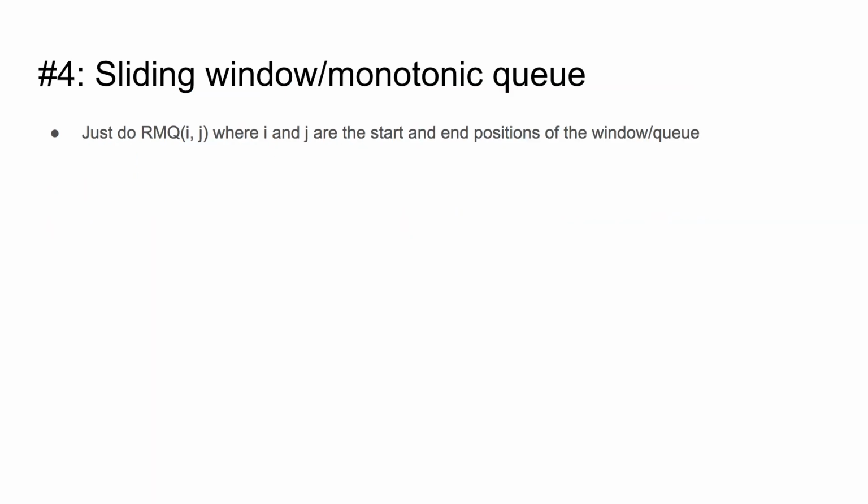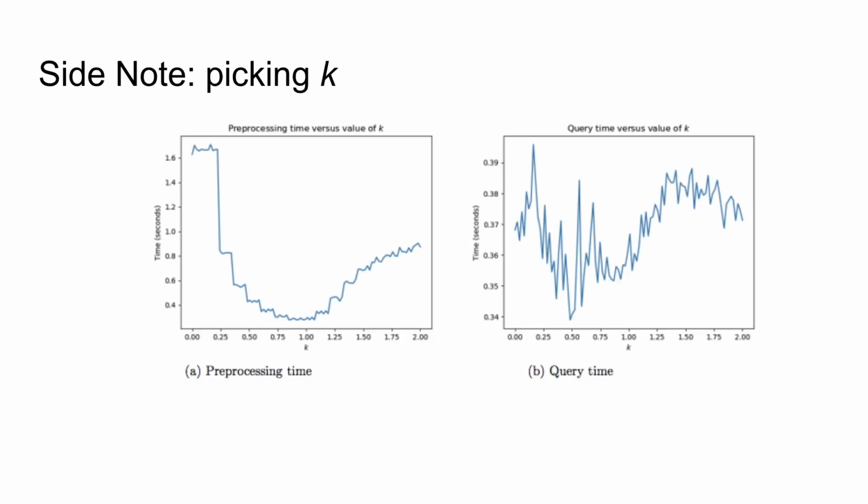Last usage, the most straightforward one, is going to be to simulate like a sliding window or a monotonic queue or something like that. If i and j are the start and end positions of the window or queue, you can just do an RMQ, get the minimum element between i and j.